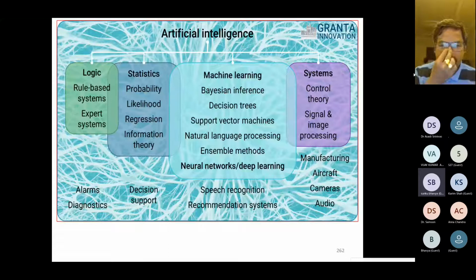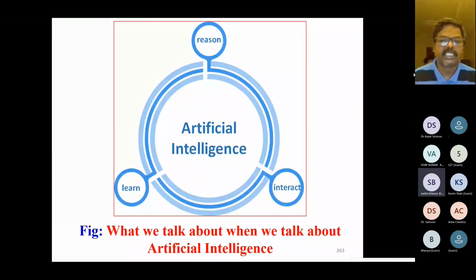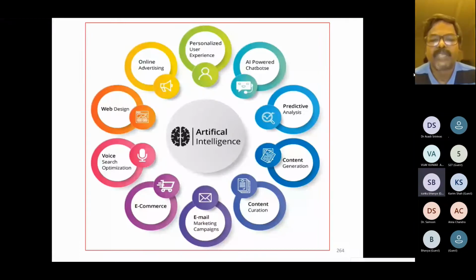Then see what we talk about when we talk about artificial intelligence. There are three important terms you must remember. The first one is reason, the second one is interact, and the third one is learn. Artificial intelligence is a combination of learn, interact, and reason. That's what we talk about when we talk about artificial intelligence: learn, interact, and reason.